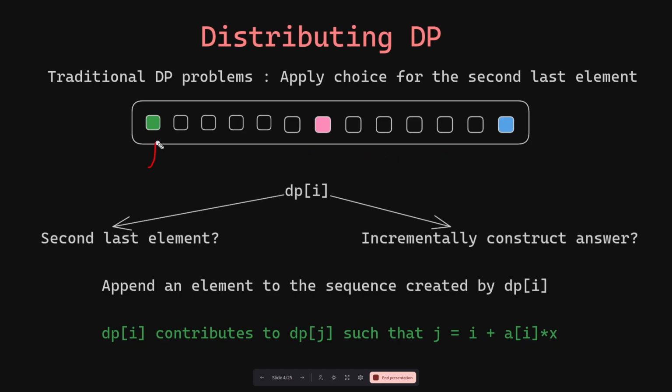So if we keep on iterating the elements from left to right, and every time we encounter an element, instead of worrying about populating the dp value of that particular element, we can instead focus on updating the dp value of the appended elements. So if we keep doing that, by the time we encounter the blue element, we will have the correct dp value of the blue element populated. This technique is known as distributing dp.